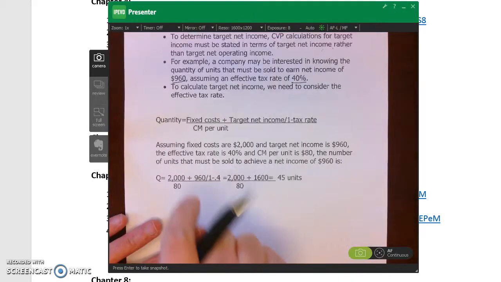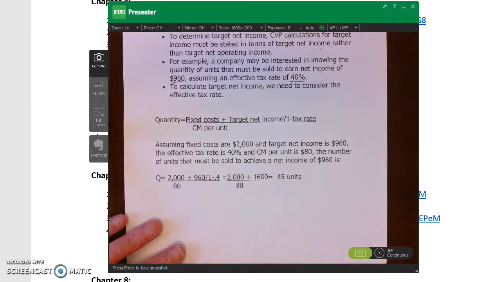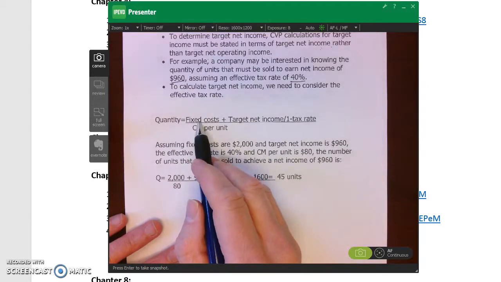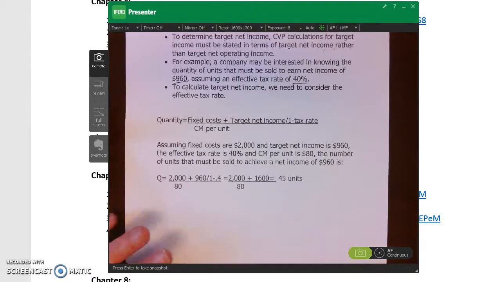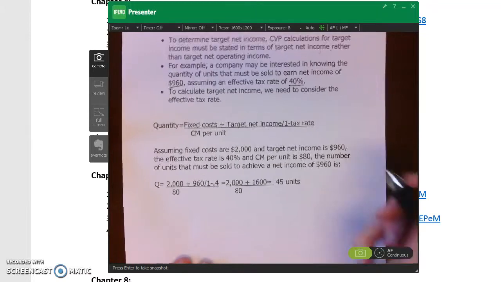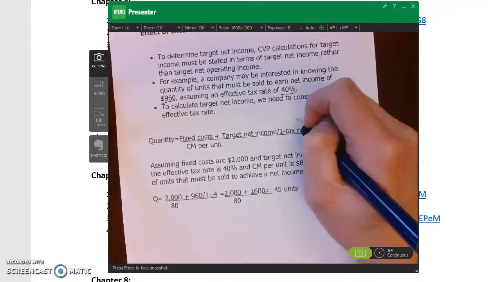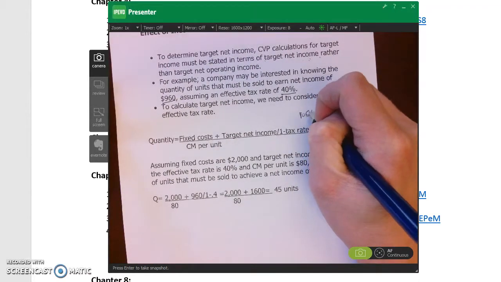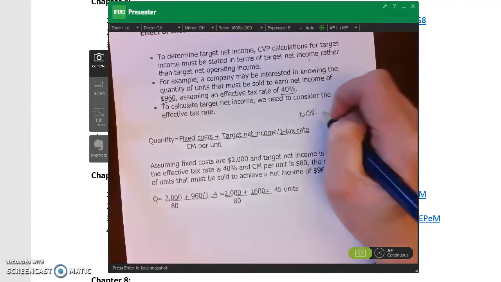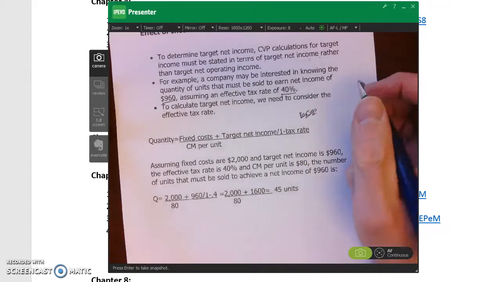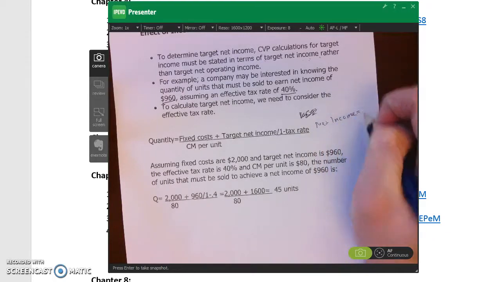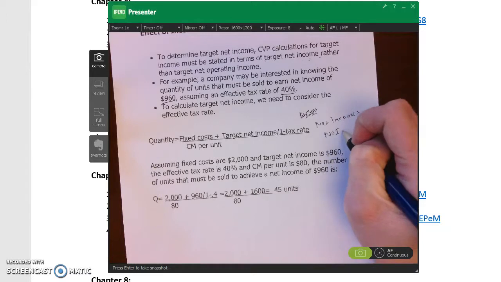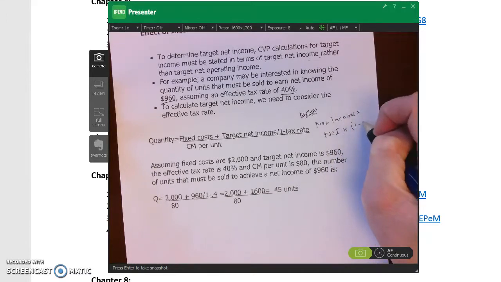Okay, so the way we're going to do that is we're going to come over here. We're going to take our fixed costs plus our target net income divided by 1 minus the tax rate. And that's because we could come over here and we could say our net income equals our net operating income times 1 minus the tax rate.